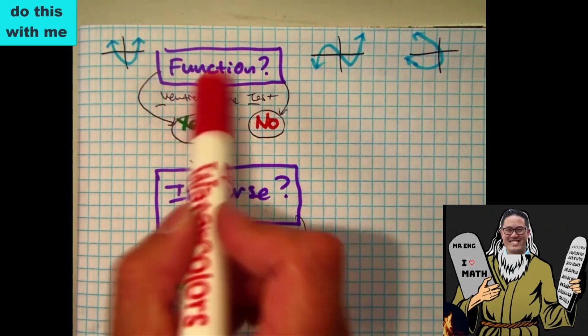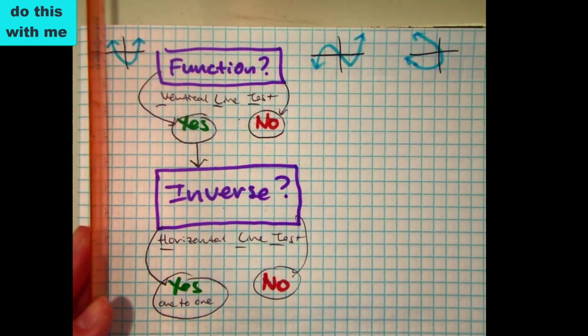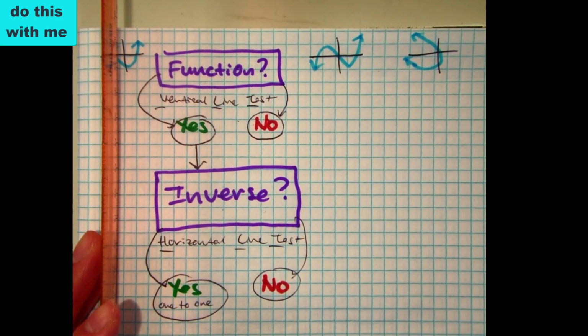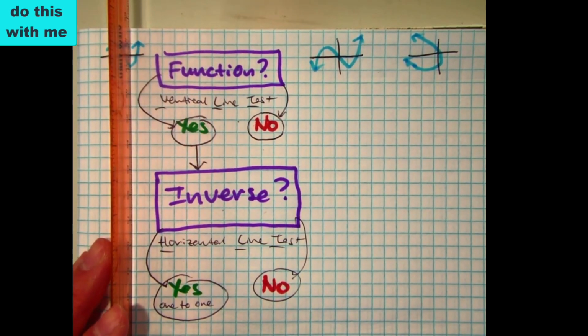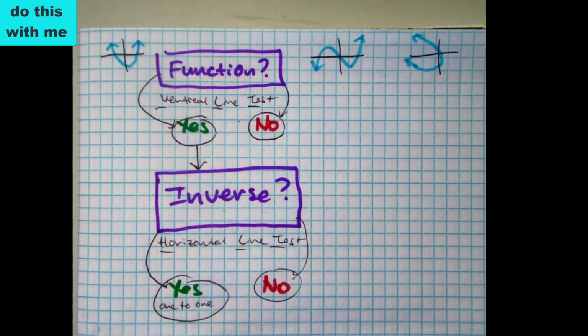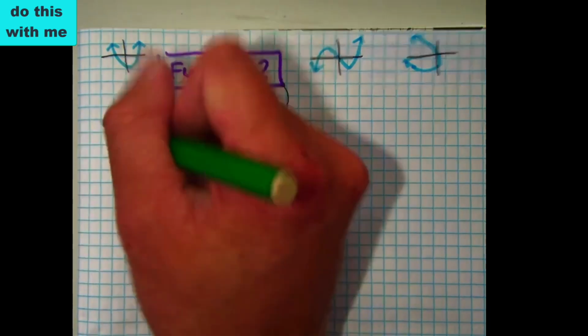Alright, so let's look at this one. Let's see if it passes the vertical line test. Class, right here, does it pass or fail? So is it a function? It's a function.